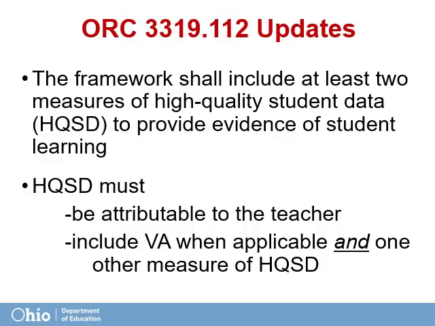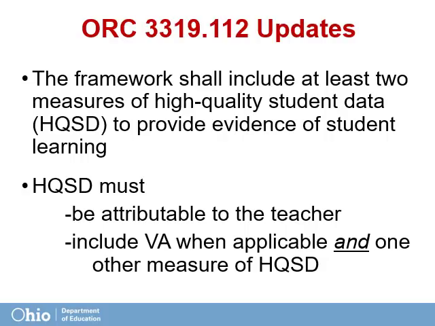3319.112 states that the framework has to include at least 2 measures of high quality student data to provide evidence of student learning, and that high quality student data must be attributable to the teacher, and it must include value added when applicable and one other measure of high quality student data.